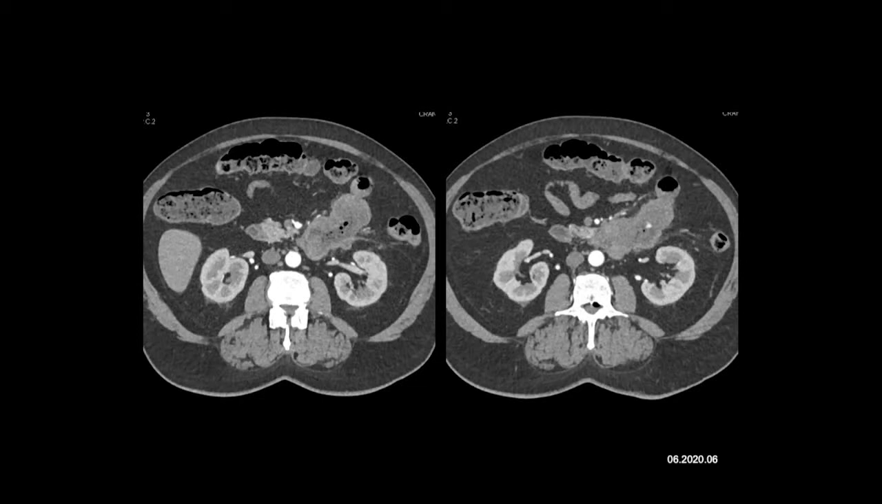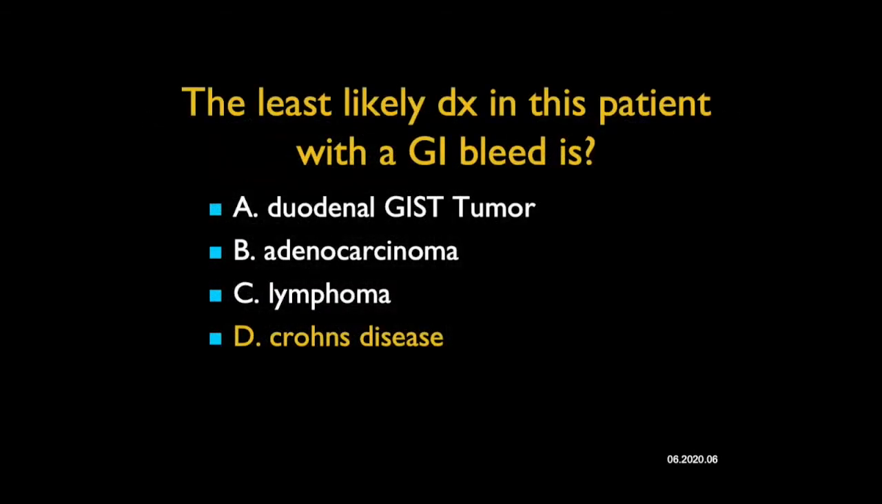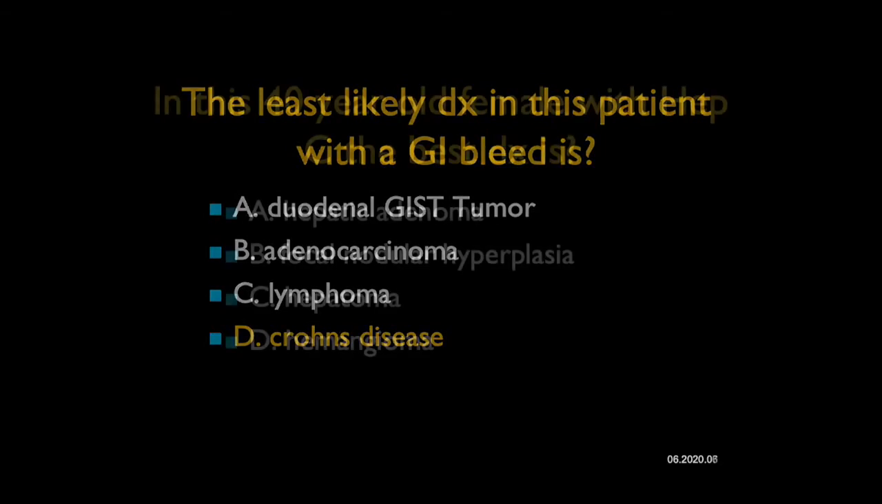This, in fact, was a GIST tumor, not a great surprise, but it could have been an adenocarcinoma, and based on bulkiness, could have been a lymphoma. The least likely diagnosis is Crohn's disease, and as I mentioned, this was a GIST tumor.